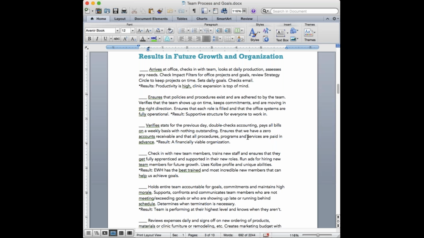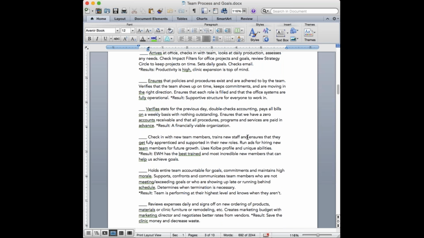One policy that we have ensures that we have 0 accounts receivable and that all procedures, programs, services are paid in advance. And that can mean, obviously, we do the 3 installments, or we can do installments. Sometimes we'll extend different payment plans, but it's all automated, and so you're making sure that those things are going through. There's nothing falling through the cracks. We don't want to be a collections agency. That's not our role. So that's why we create things that are paid in advance. It's very smooth, transparent, and it makes for a much more financially viable organization.